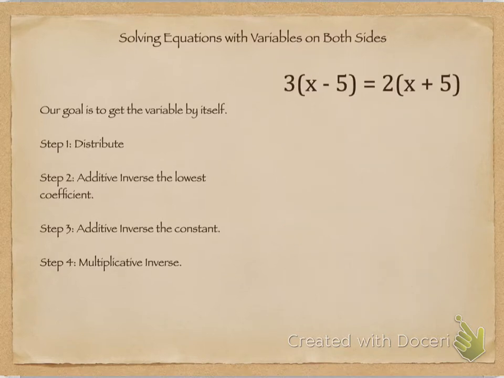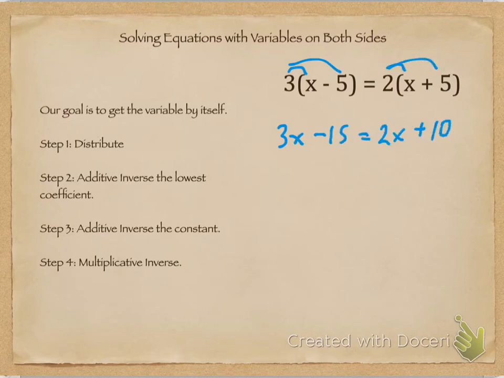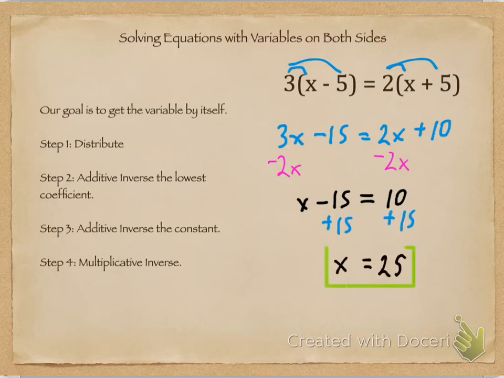Let's try one more. Here we're going to distribute the 3 to the x minus 5 and the 2 to the x plus 5. We're going to do the additive inverse of the lowest coefficient. Here would be 2x. So we're going to subtract 2x from both sides. Again, our x now becomes 1x. Minus 15 equals 10. Additive inverse. X is now by itself, equaling 25.